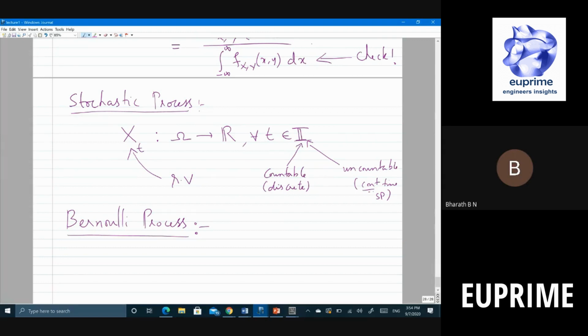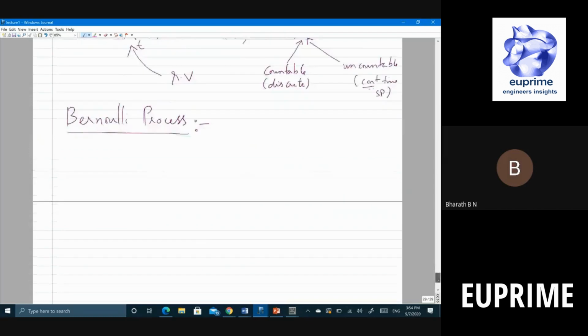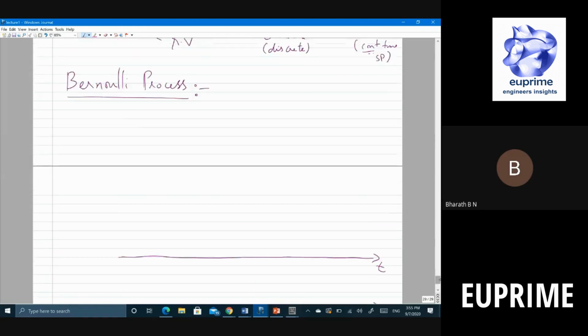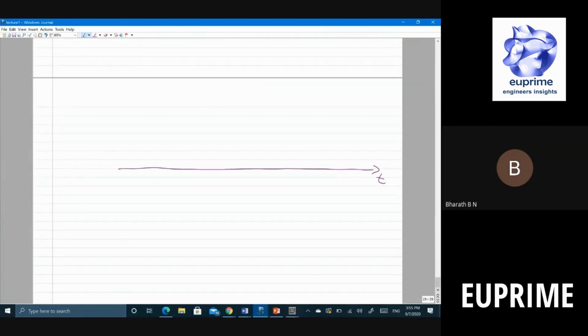Now I'll describe it pictorially. Maybe in the next class we will look at it more precisely. So here is the process. Think of this as time, time t. Generally, this index t I refer to as time. Not physically, it need not refer to time, but generally that's the nomenclature.